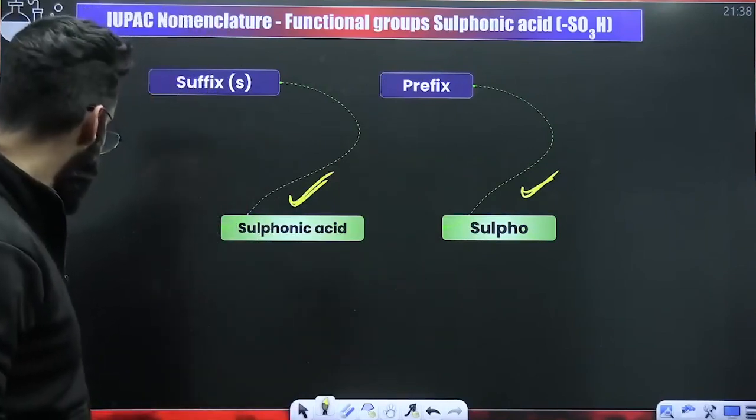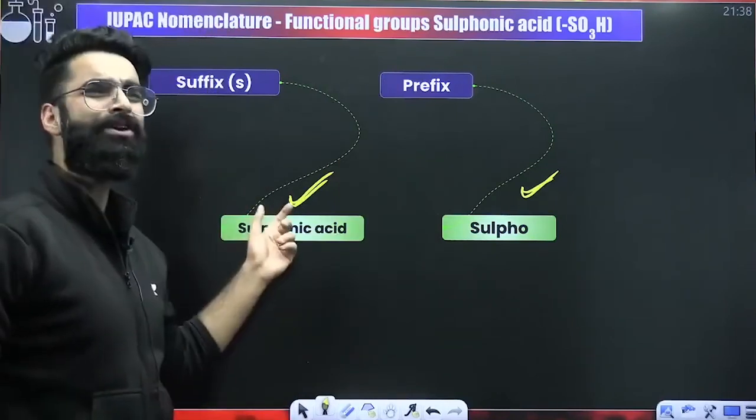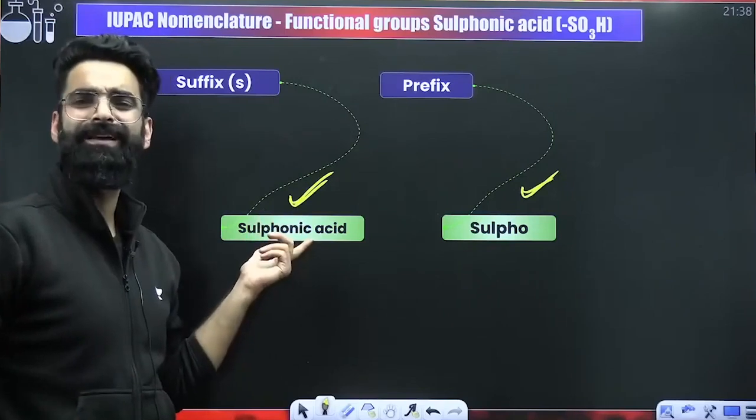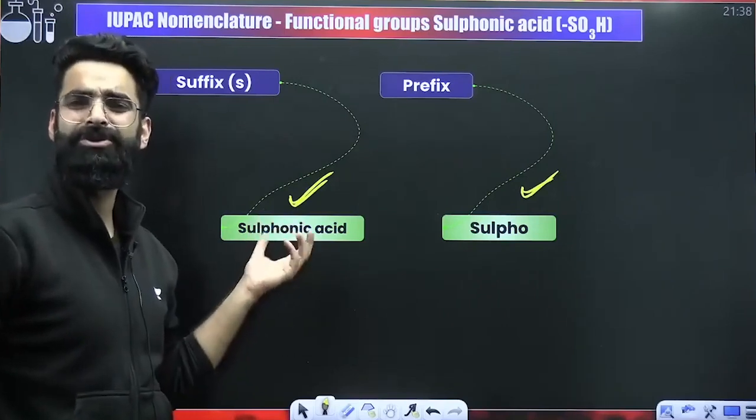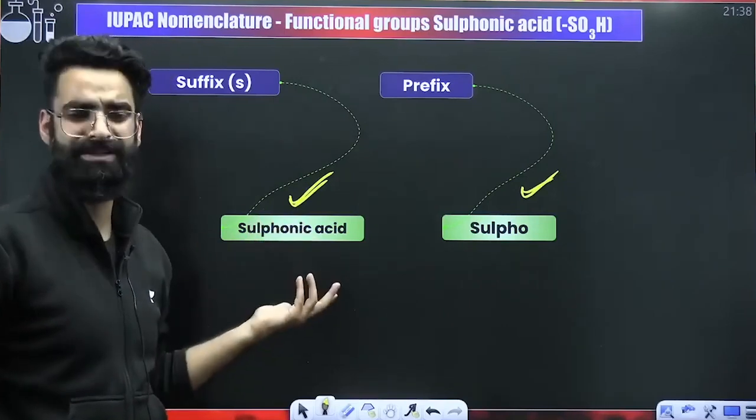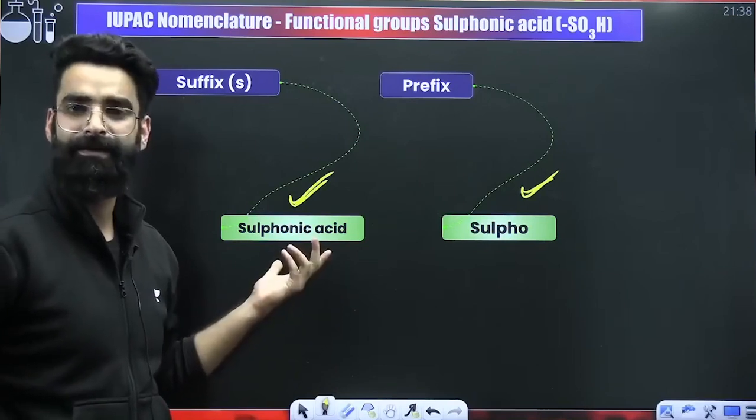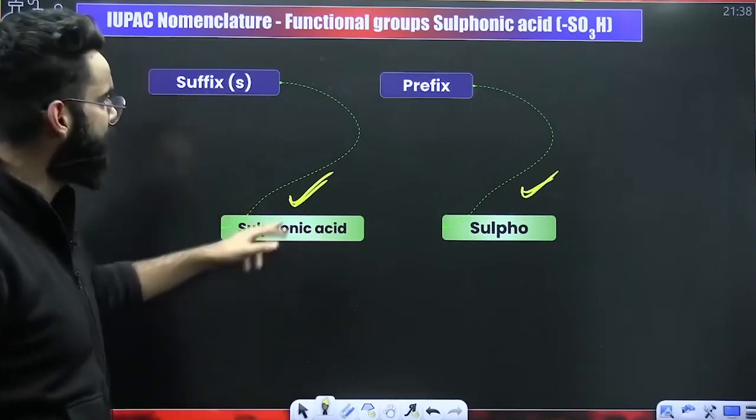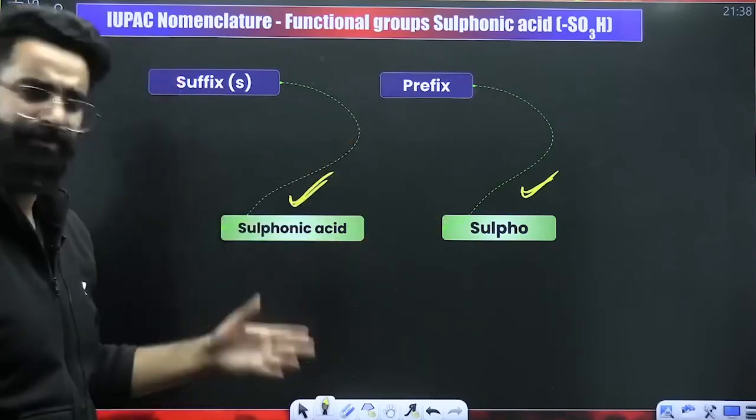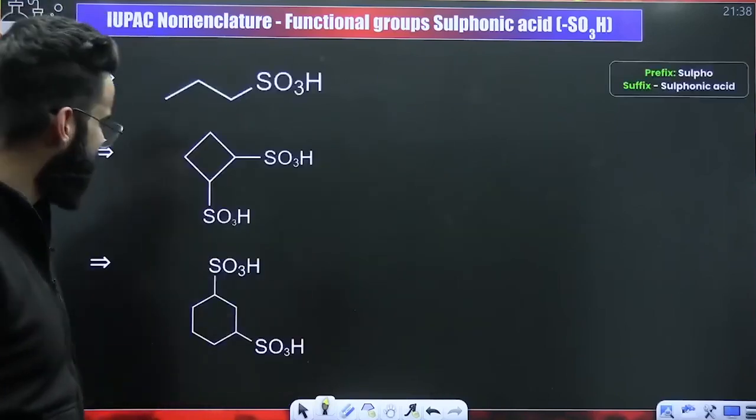Perfect. Now have a look. Here you do not have to see whether carbon is included in the main chain or not, because there is no carbon here. Nothing like that. Perfect. So as a suffix, sulfonic acid. As a prefix, sulfo. Rest, everything is same. Now you can name anyone.